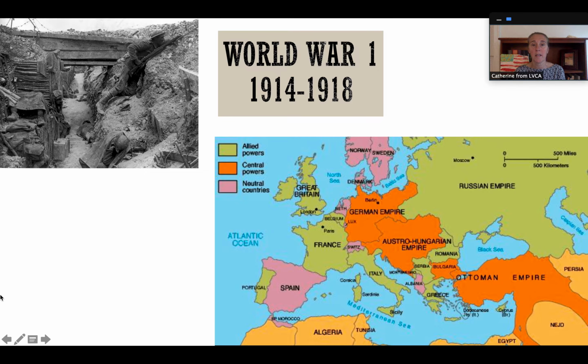World War I was from 1914 to 1918. It involved countries from all over the world. They were basically on two teams. One team was called the Central Powers. They're pictured here in orange. And the other team was called the Allied Powers, and they're pictured in green.